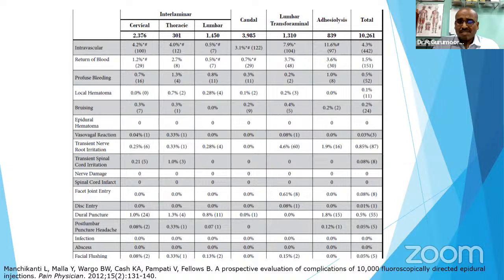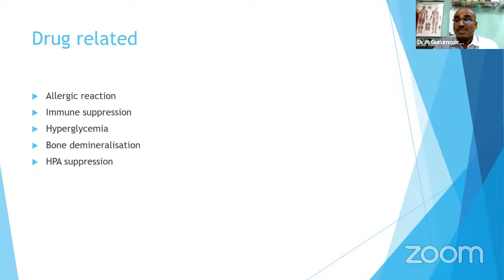Then we have a few other side effects because of the drugs. One is allergic reaction, which I told you is mostly because of the additives. The other is immune suppression. If you give a steroid, we always worry what will happen to their immunity. It has been shown, even for patients undergoing a shoulder intra-articular injection, to defer any major surgery for at least 6 weeks. For example, if the patient has undergone an intra-articular steroid, don't go for laparotomy; you have to wait at least 6 weeks. Or vice versa: if the patient is going to undergo a major surgery, don't do any steroid injections.